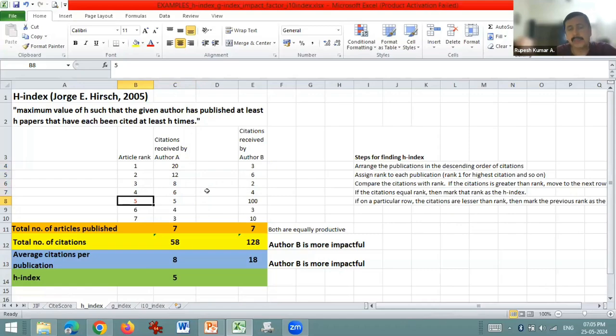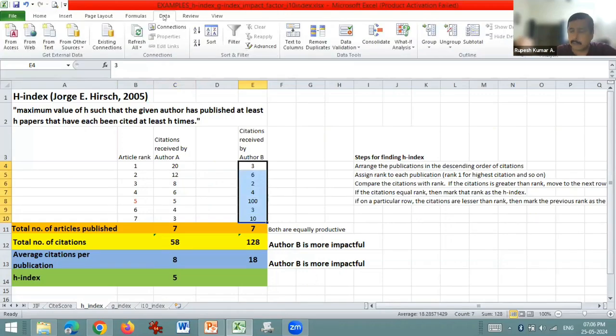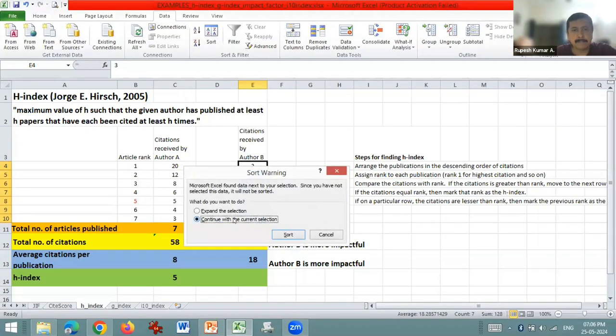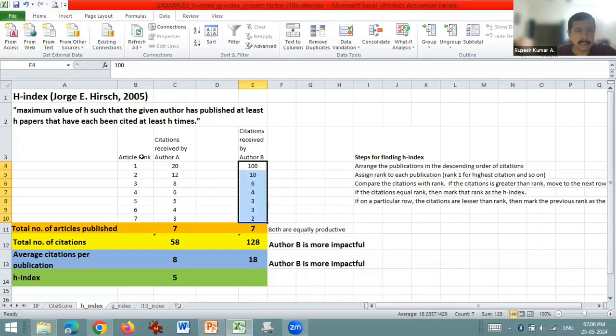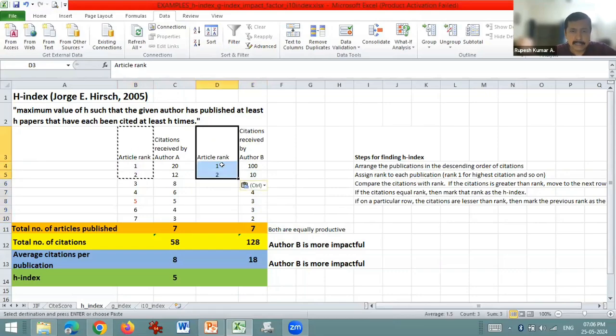Now let us do the same for author B. Let us find out the H index of author B. So I'm going to first sort the citations of author B in descending order. Yeah, I've sorted, and I'm going to assign rank to author B's articles.